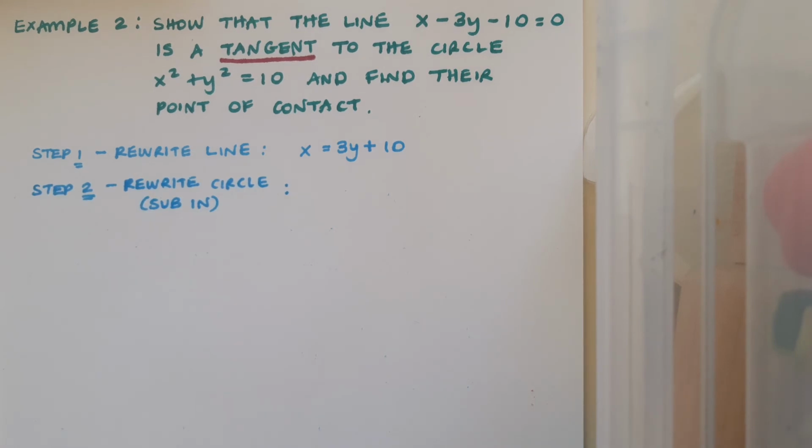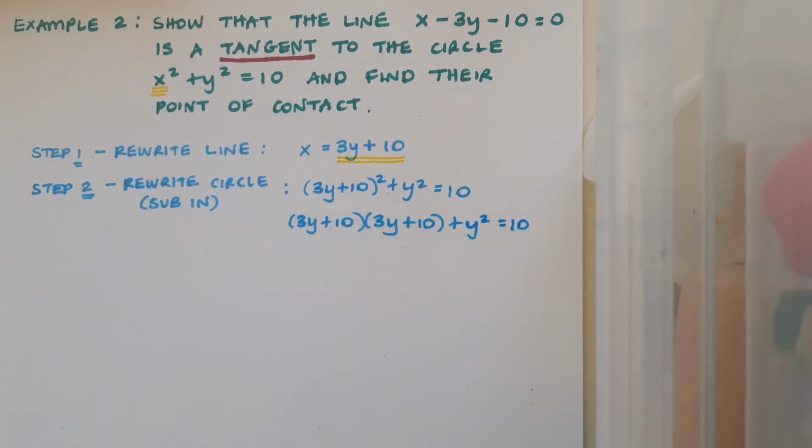Now, next I'm going to rewrite the circle. So I'm going to take the circle equation and sub in this case, 3y plus 10 for x. And again, don't forget about the brackets. It's important to remember that when a bracket is being squared, I have to multiply the full bracket by itself. So don't forget to work that out fully.